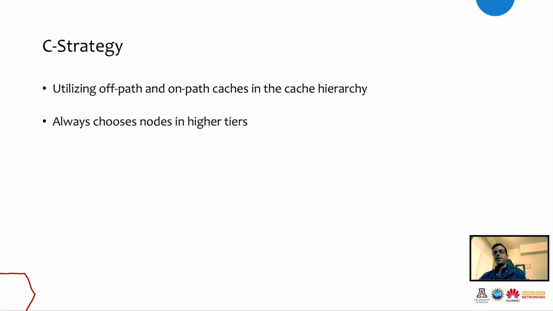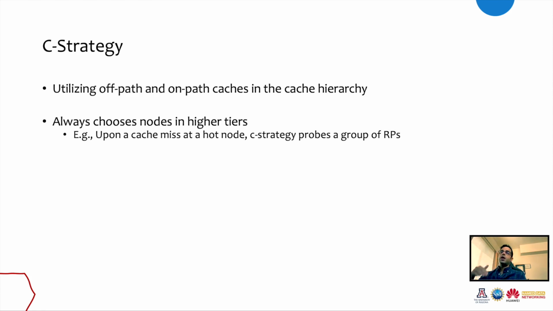When a node experiences a cache miss, based on the location of that node in the hierarchy, C strategy chooses some nodes in higher tiers and probes them. For example, if the node is a hot node, C strategy chooses some nodes from RP tiers to probe, not from hot or cold tiers. After that, it tries to figure out which of the probe nodes provides better content retrieval performance to send the remaining interests to that node.